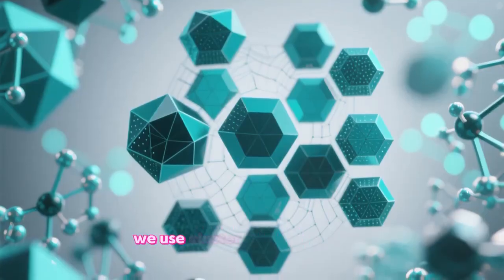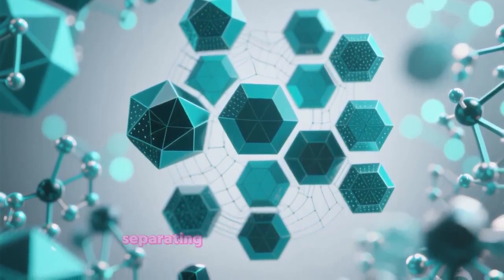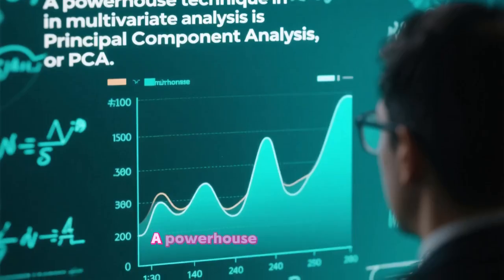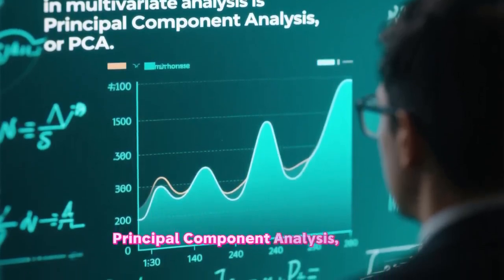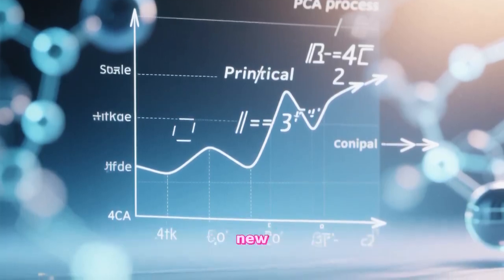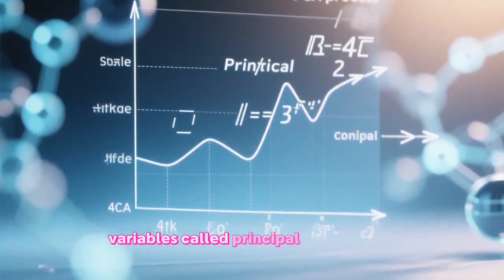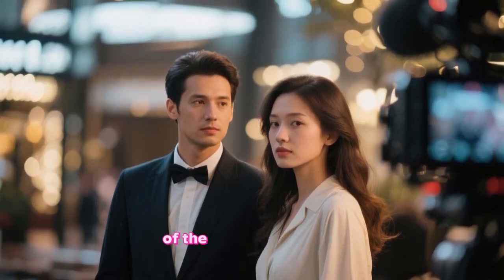Building on this, we use cluster analysis to group elements that are highly correlated with each other, separating them from other groups. A powerhouse technique in multivariate analysis is principal component analysis, or PCA. PCA takes all our variables and creates new uncorrelated variables called principal components. Each principal component is a linear combination of the original elements.